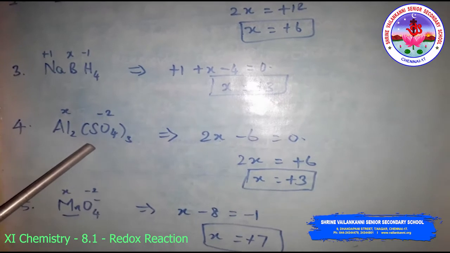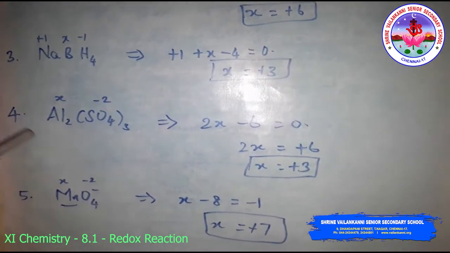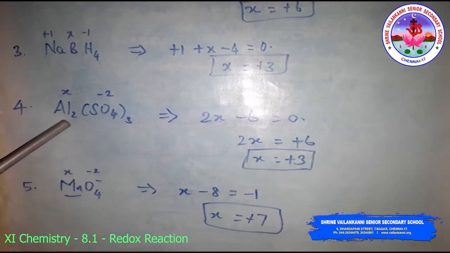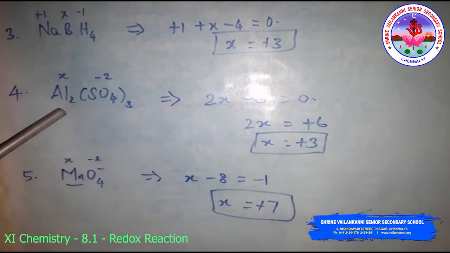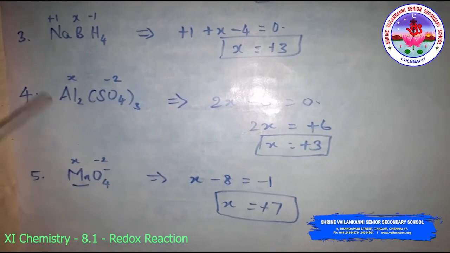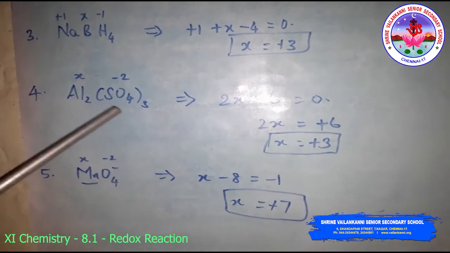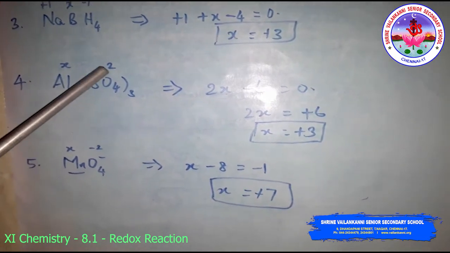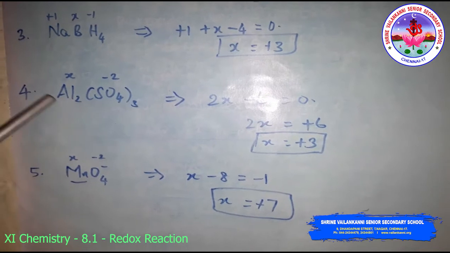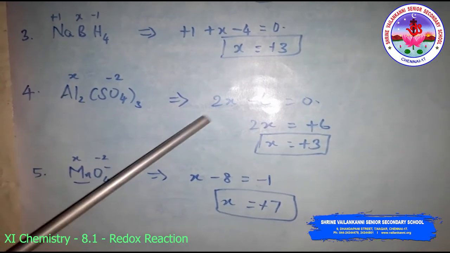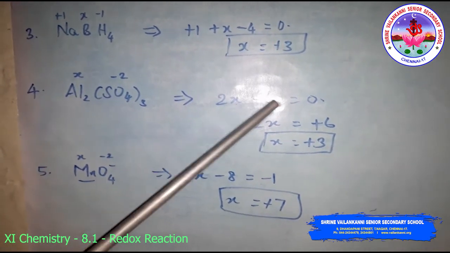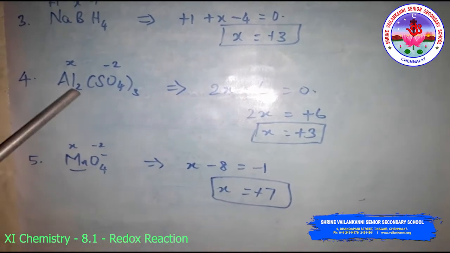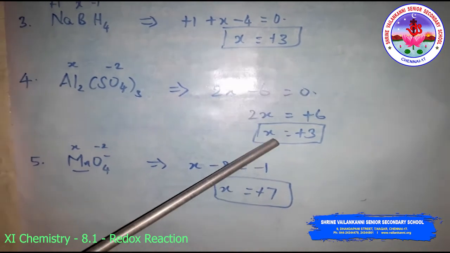Then look at aluminum sulfate. You have to find the oxidation number for aluminum. Aluminum always exhibits +3 oxidation state. It never exists in any other oxidation state. We can see SO4 is the polyatomic ion, so its whole charge is -2. So -2 into 3 is -6. So 2x because of Al2. 2x minus 6 is equal to 0. Then x is equal to +3. So here the aluminum oxidation state is +3.